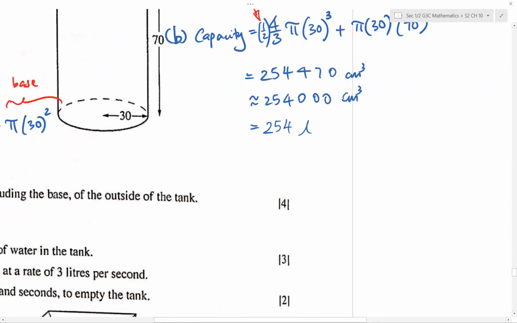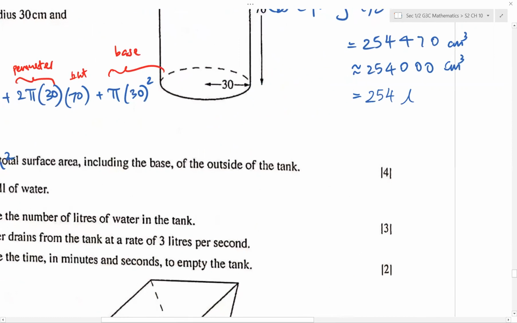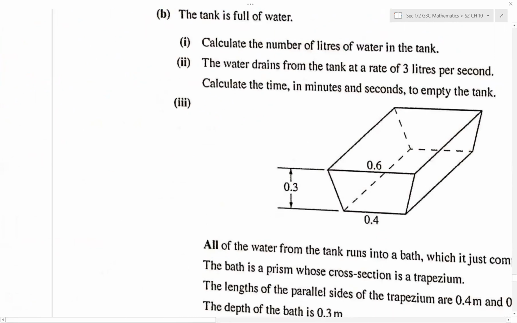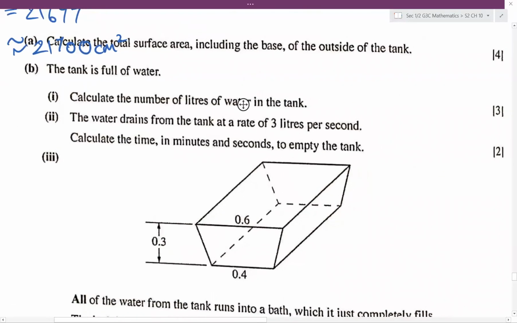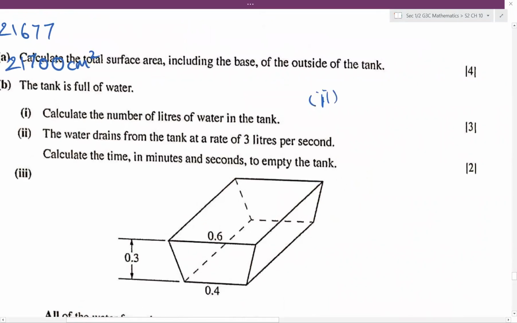So next one, Shini. Part 2. The water drains from the tank at 3 liters per second. Calculate the time in minutes and seconds to empty the tank. Part 2. What do you do? I don't want just numbers. Do you just give me numbers? I want a word or 2 words, 3 words. I want some words.